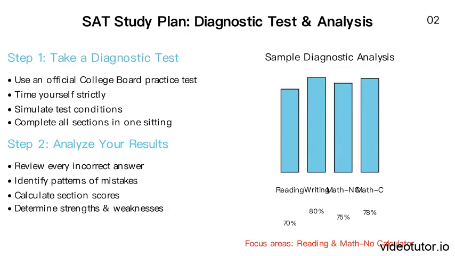This sample diagnostic analysis shows performance across the 4 test sections. The student scored 70% in reading, 80% in writing and language, 75% in math no calculator, and 79% in math with calculator. Based on this analysis, the student should focus more on improving their reading and math no calculator skills. This targeted approach will help you use your study time more efficiently.